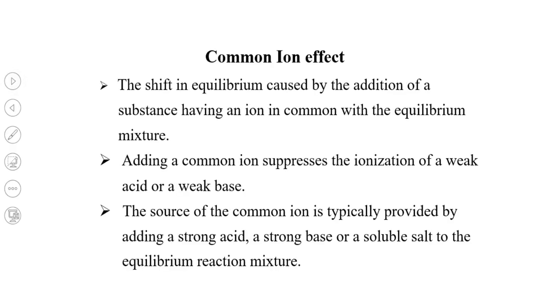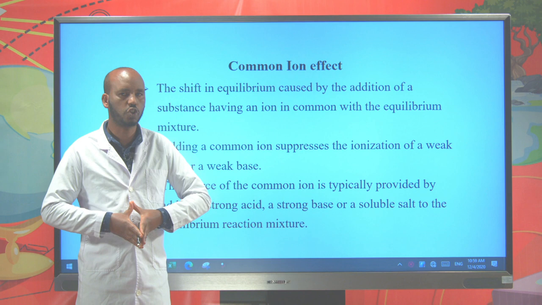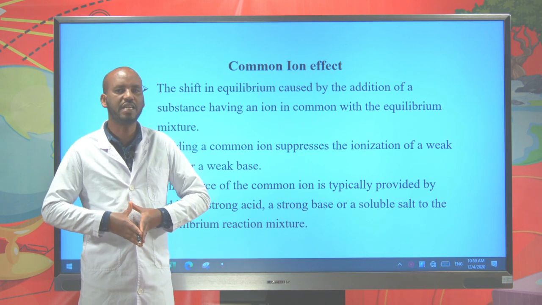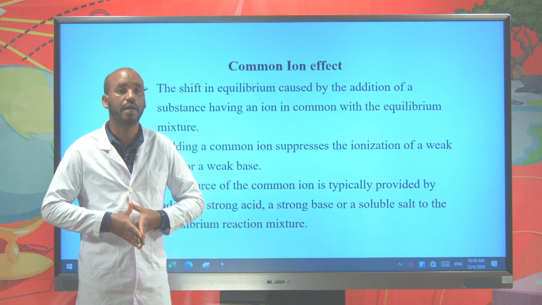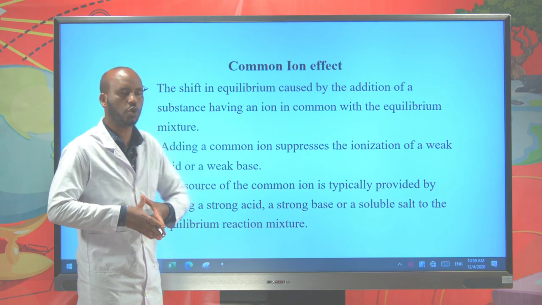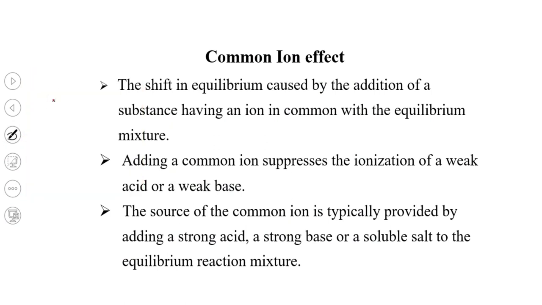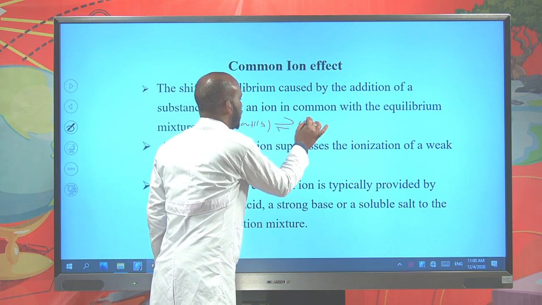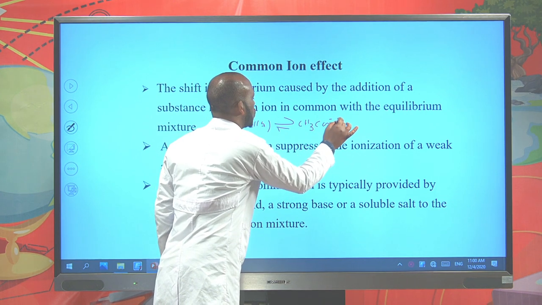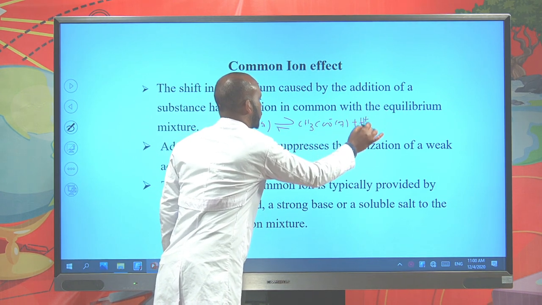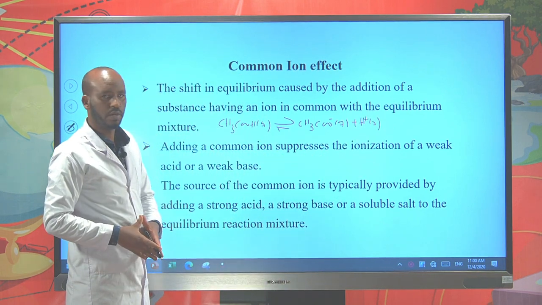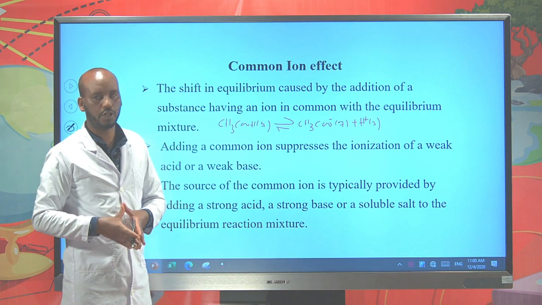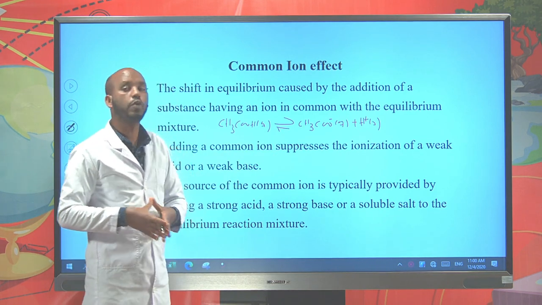Common ion effect. Common ion effect is the shift in equilibrium caused by addition of a substance having an ion in common with the equilibrium mixture. Consider dissociation of acetic acid, CH3COOH. The weak acid dissociates to a small extent into acetate, CH3COO minus aqueous, plus H plus aqueous. Now this reaction is an equilibrium reaction.